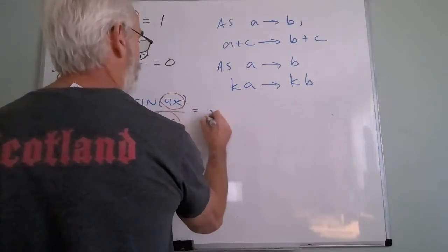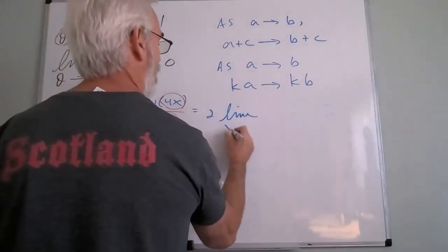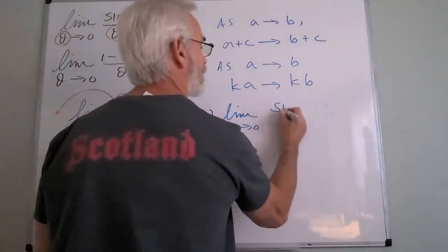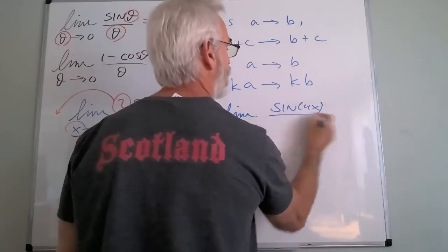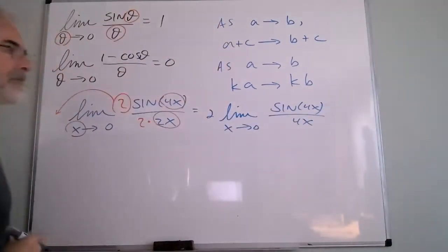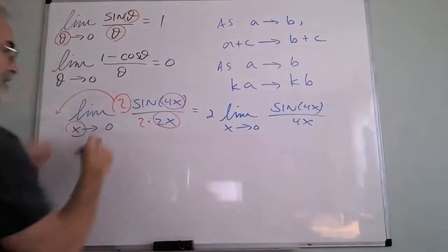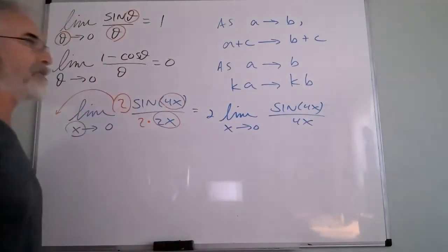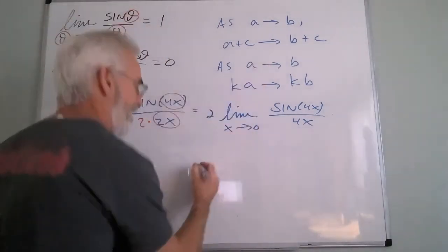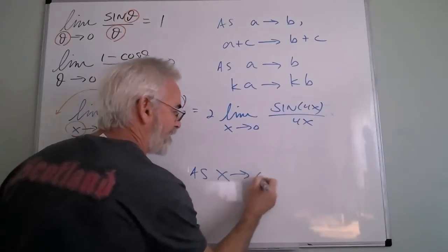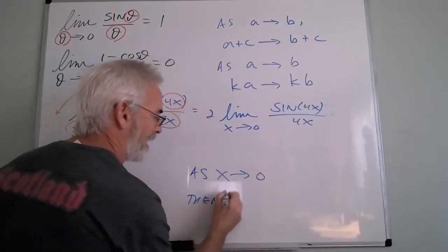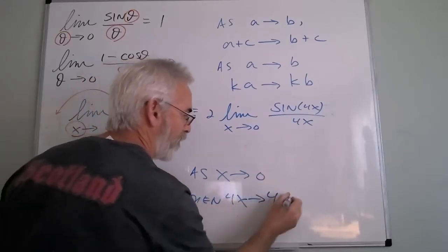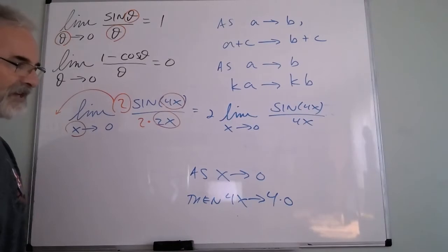So this is now equal to 2 times the limit as x approaches 0 of the sine of 4x over 4x. And I can cancel here if I wanted to. You can do that with limits. Now, only one more thing. That's not a 4x. Oh, but wait a minute. As x approaches 0, tell me about 4x. Won't that approach 4 times 0? That's what we just said.